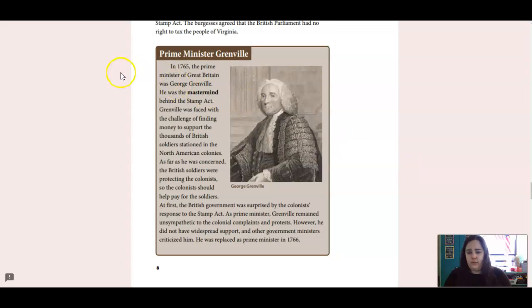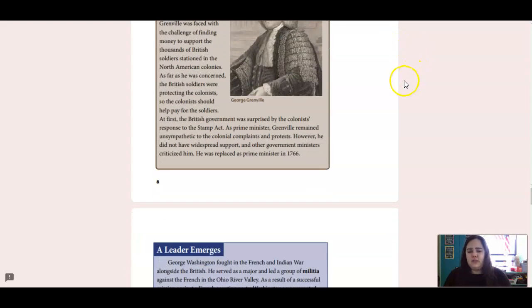All right, we've got a little blurb here about Prime Minister Grenville. In 1765, the Prime Minister of Great Britain was George Grenville. He was the mastermind behind the Stamp Act. Grenville was faced with the challenge of finding money to support the thousands of British soldiers stationed in the North American colonies. As far as he was concerned, the British soldiers were protecting the colonists, so the colonists should help pay for the soldiers. At first, the British government was surprised by the colonists' response to the Stamp Act.